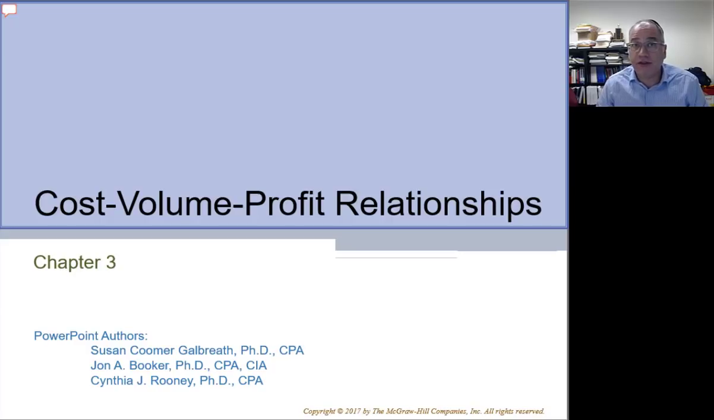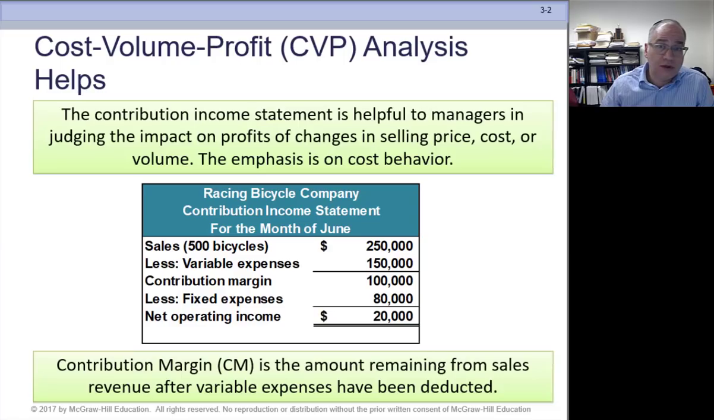Decisions to raise prices, decisions to incur increased costs. How will these affect profits, and how does volume in general affect profit? So this is helpful to managers when they're judging how different decisions they're going to make will impact profit. Managers need to make decisions about selling price, costs, and volumes. And by understanding the relationship between cost, volume, and profit, managers can make better decisions.